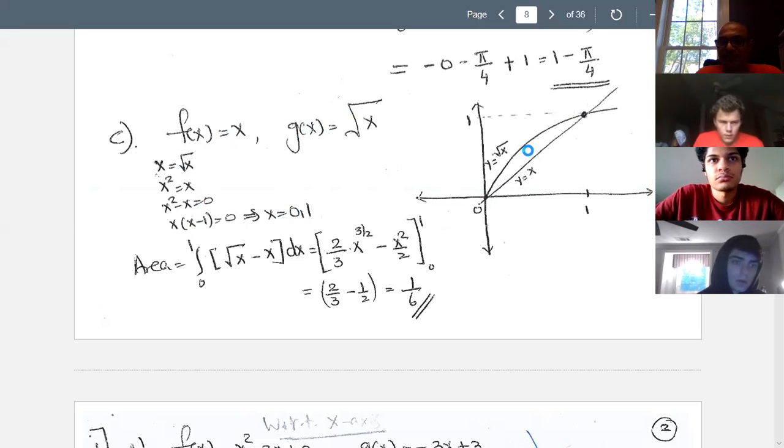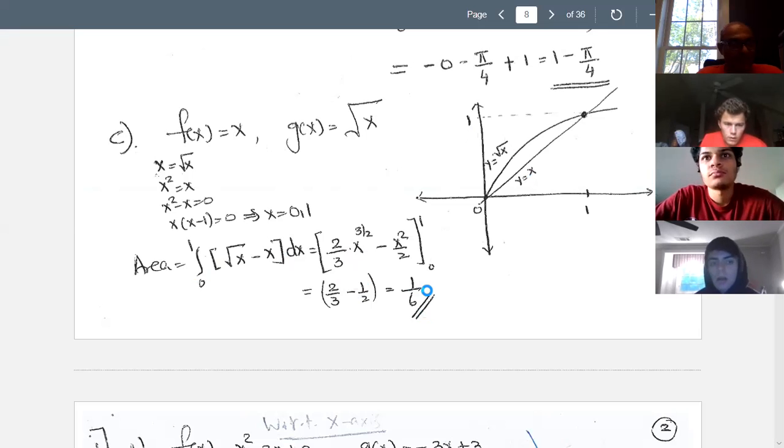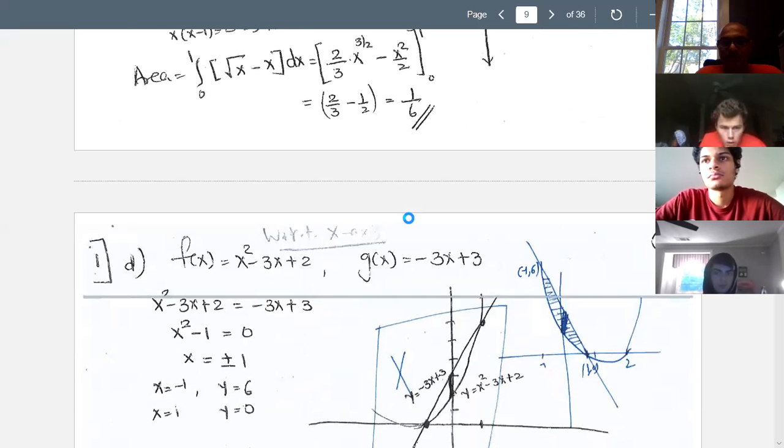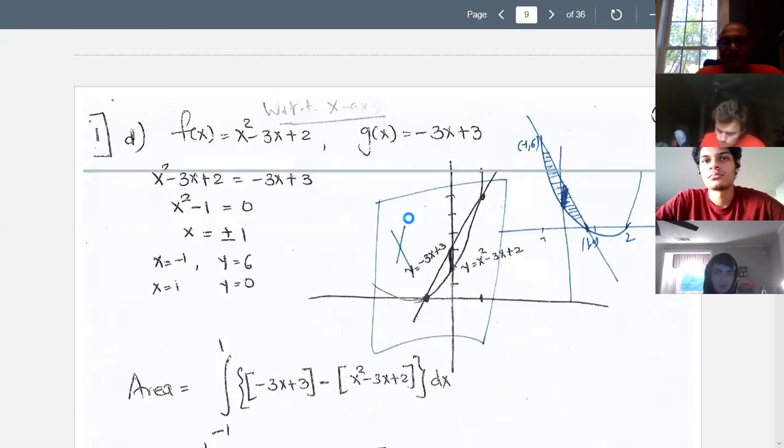Again, let me take this vertical strip over here, meaning we are moving along the x-axis. So x runs from 0 to 1, the top function is root x, the bottom function is x, so root x minus x. Term by term integration gives 1/6, which is about 0.17, something like that. So 1/6 is the answer, that is the area between these two curves. Good.